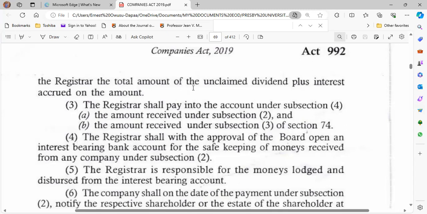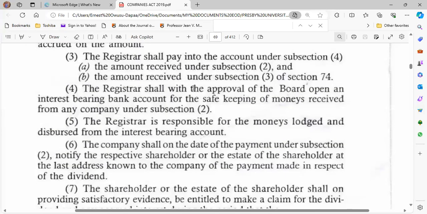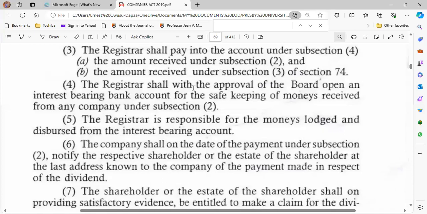So where the money is paid to the company, then under subsection 3, the registrar shall actually lodge the unclaimed dividends received from the company into this special account. And mind you, this account is outside the company. This account is under the control of the Registrar of Companies. So under the new law, it's actually sweet. If you are the Registrar of Companies, you have access to a lot of money.